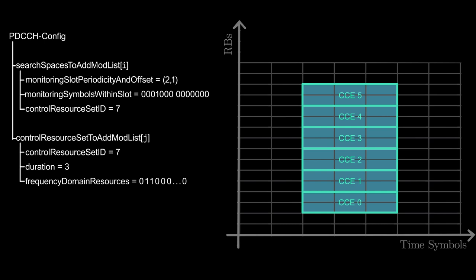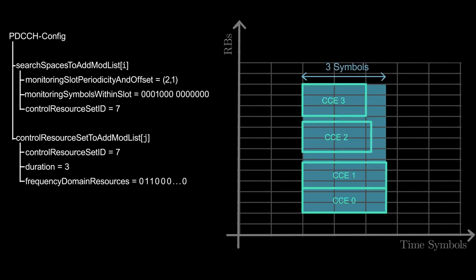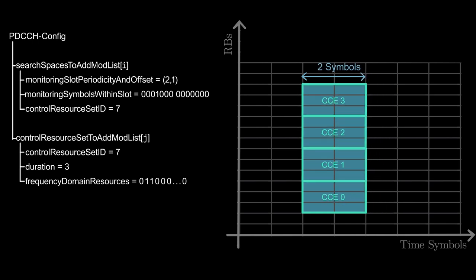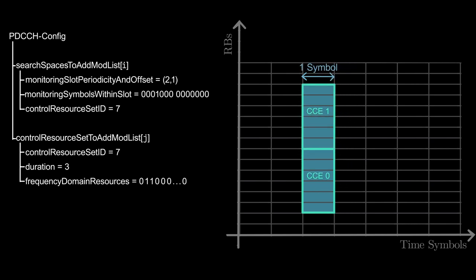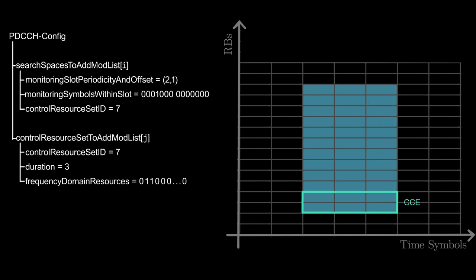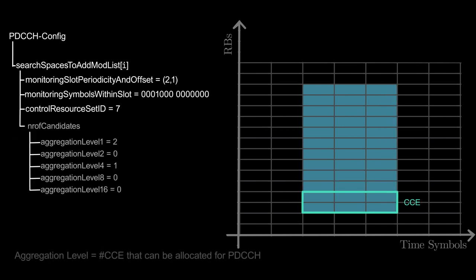The shape of CCE depends upon the CORESET duration. Here is how CCEs are structured for 2 symbols CORESET durations and for 1 symbol CORESET duration. The number of CCEs allocated for PDCCH is called aggregation level, indicated by these parameters sent from base station to UE. These parameters indicate the maximum number of PDCCH for each aggregation level.